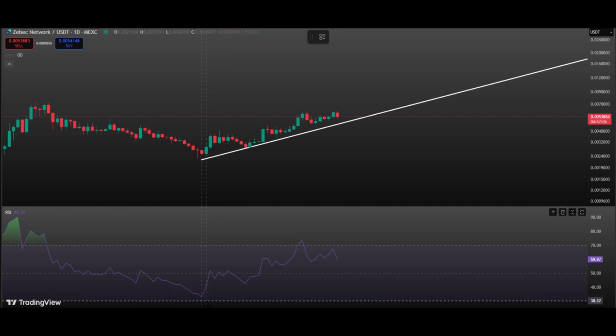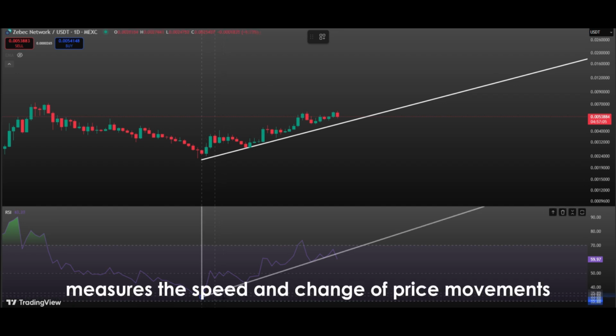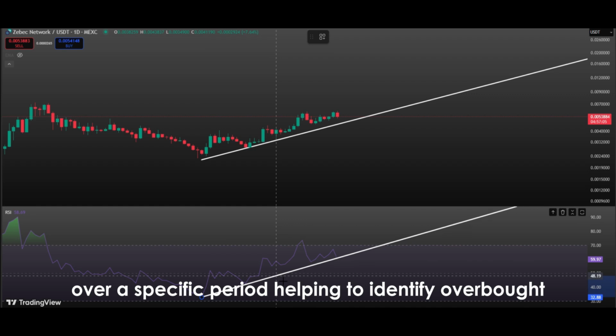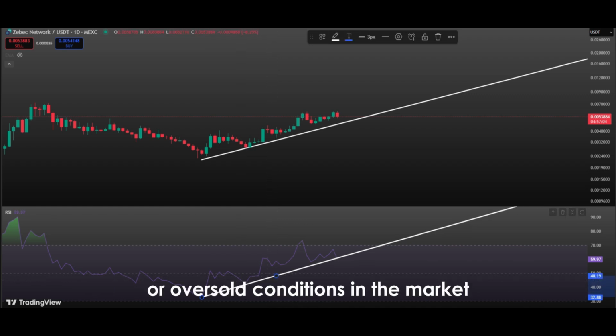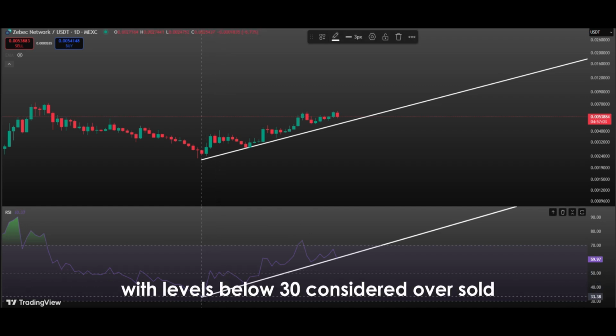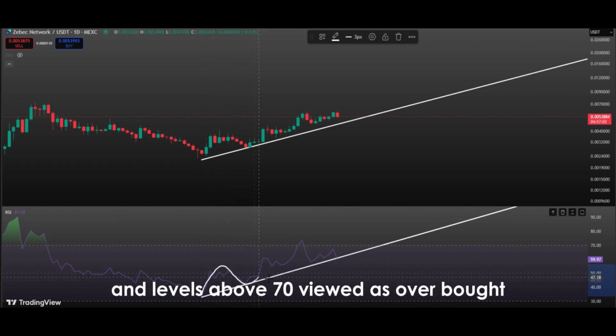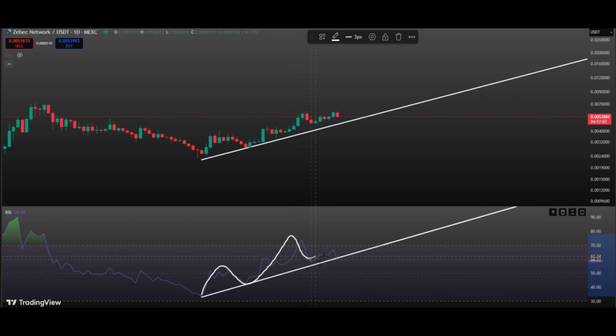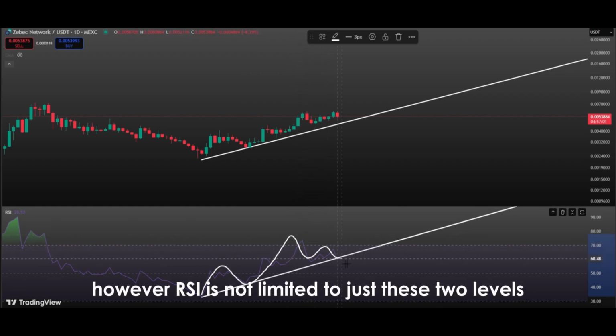valuable insights. This indicator measures the speed and change of price movements over a specific period, helping to identify overbought or oversold conditions in the market. It typically moves between 0 and 100, with levels below 30 considered oversold and levels above 70 viewed as overbought. However, RSI is not limited to just these two levels.